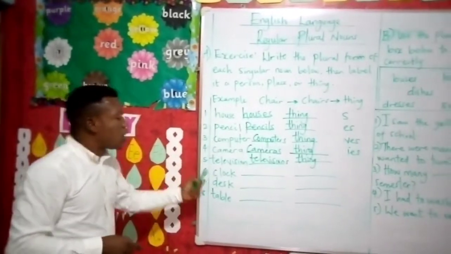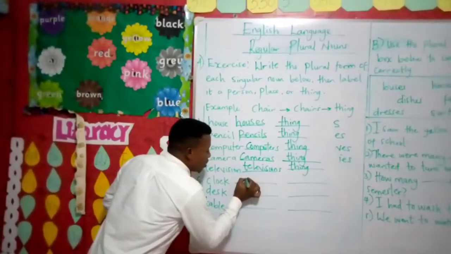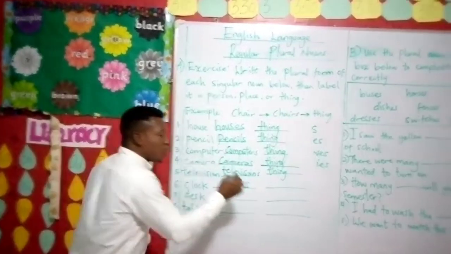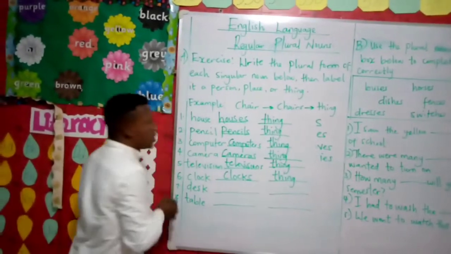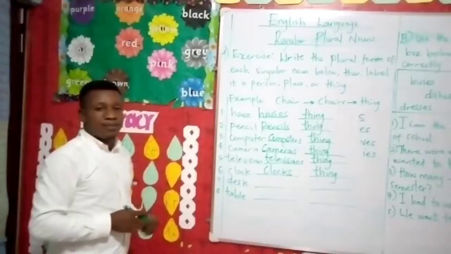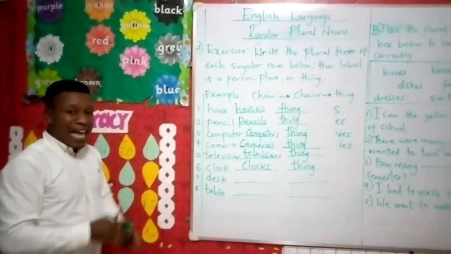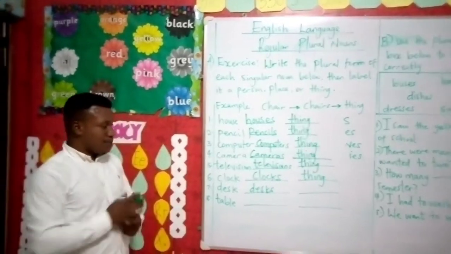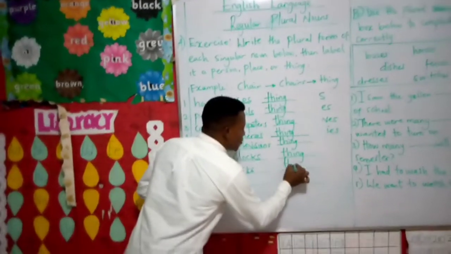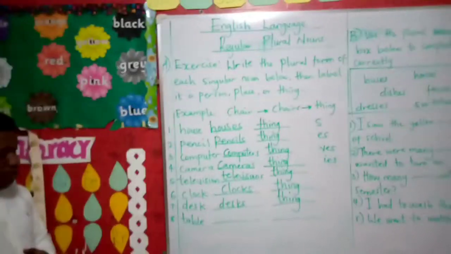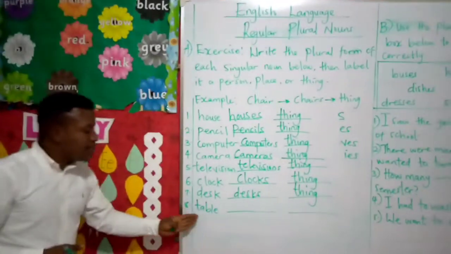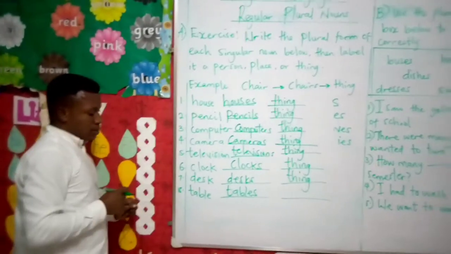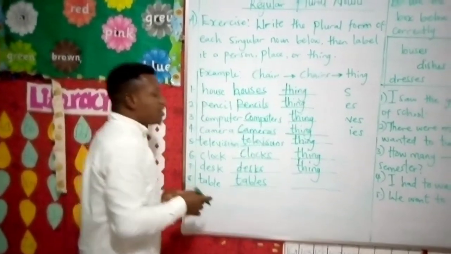Clock. We have the plural as clocks. And this is also a thing because it's not a place, neither is it a person. Desk. The plural form for desk is desks. And it's also a thing. Table. The plural form for table is tables. And this is also a thing.